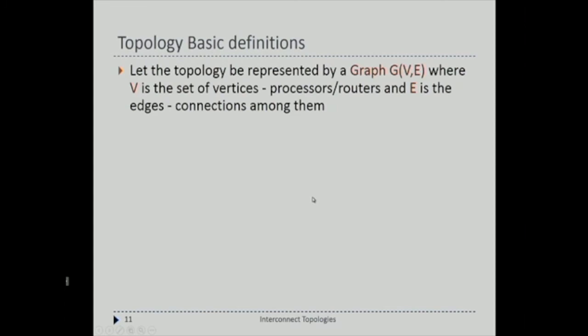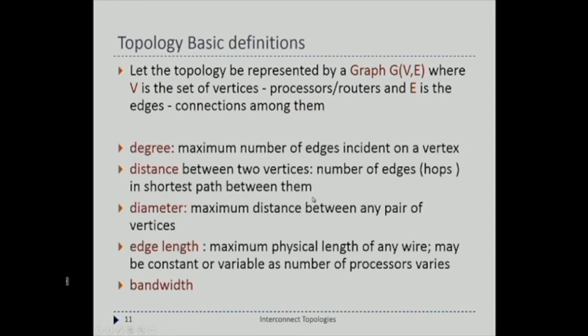So the topology for us is a graph, V and E, where V is the set of vertices. Vertices can be a processor or a router, and E is the edge, the connections between them. Now we can talk about degree, which just defines some vocabulary, and then maybe just 1 or 2 examples, and then we'll stop. Degree is the maximum number of edges incident on a vertex, right? What's the connectivity? Distance between 2 vertices is how many edges, how many hops, is the shortest path between them. Diameter is the maximum of that previous quantity across all pairs of processors, right?